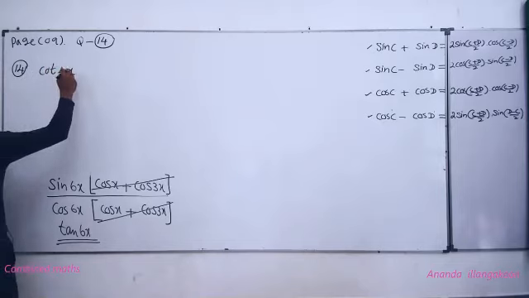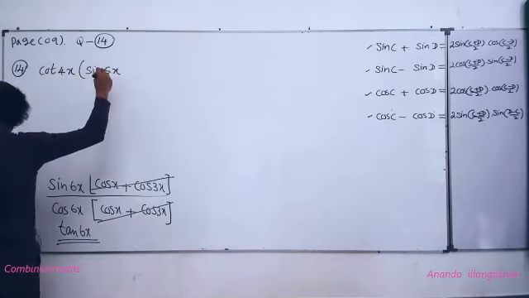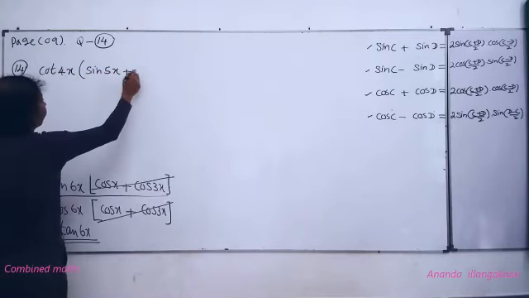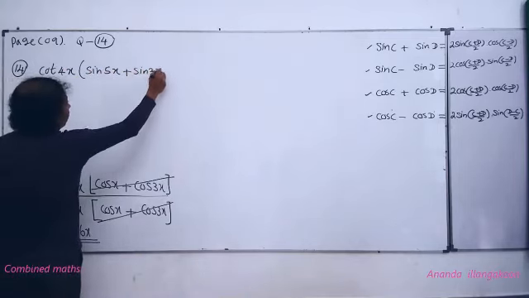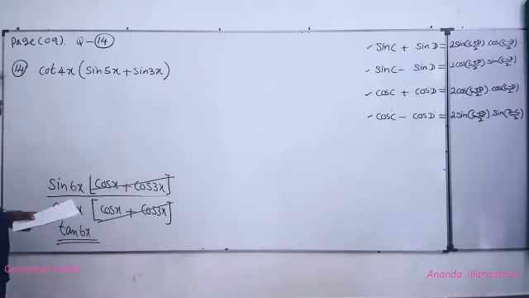cot 4x times sin 5x plus sin 3x. This we have to prove, the given answer. Okay, yeah.